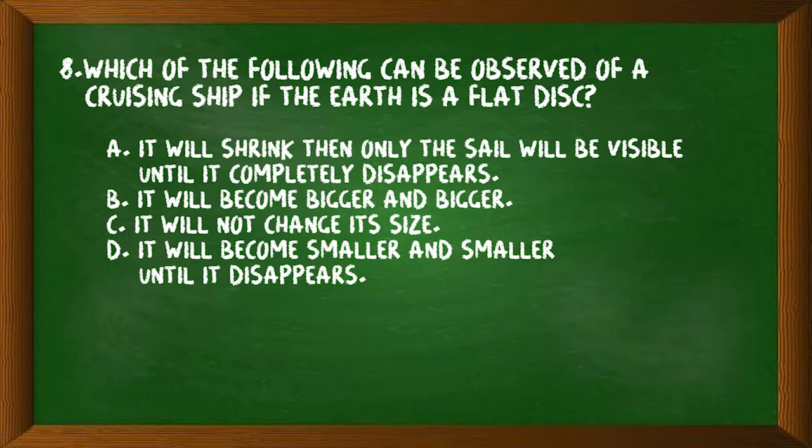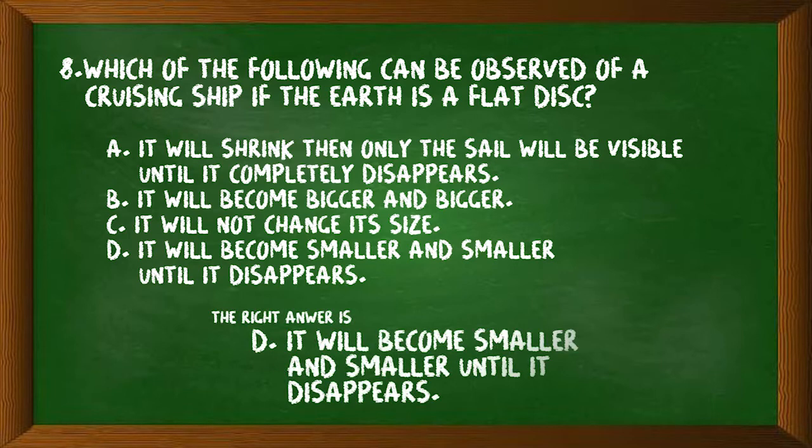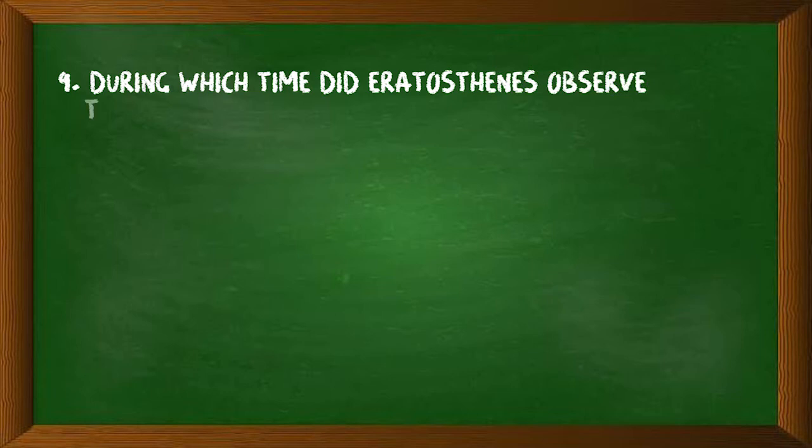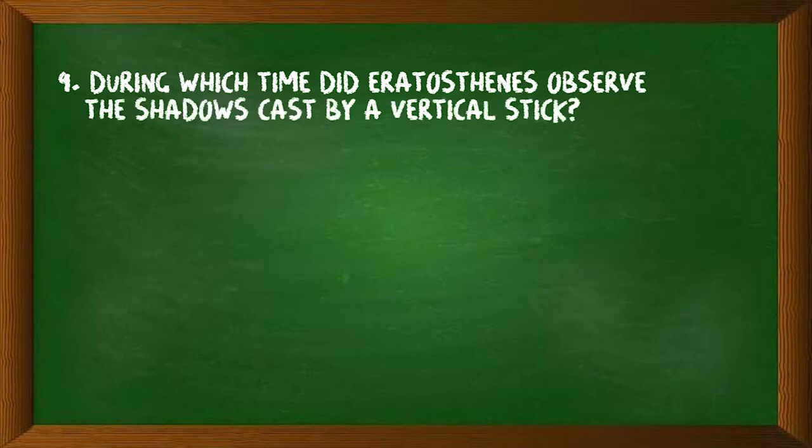And the correct answer for question number 8 is letter D. It will become smaller and smaller until it disappears. Question number 9. During which time did Eratosthenes observe the shadows cast by a vertical stick?